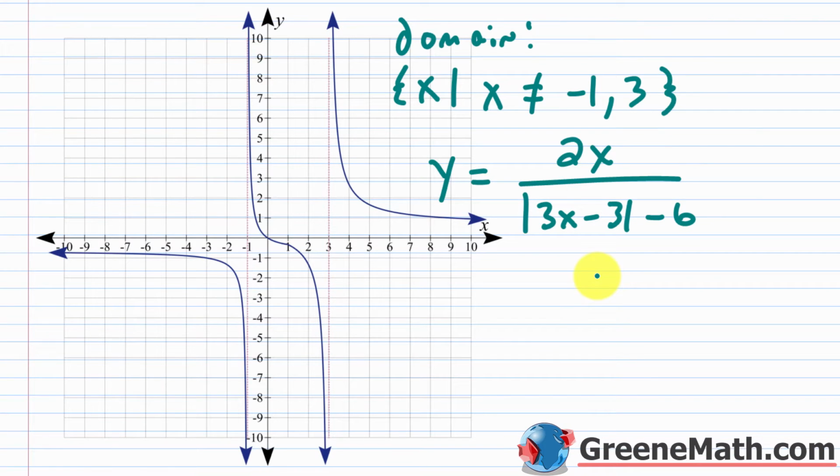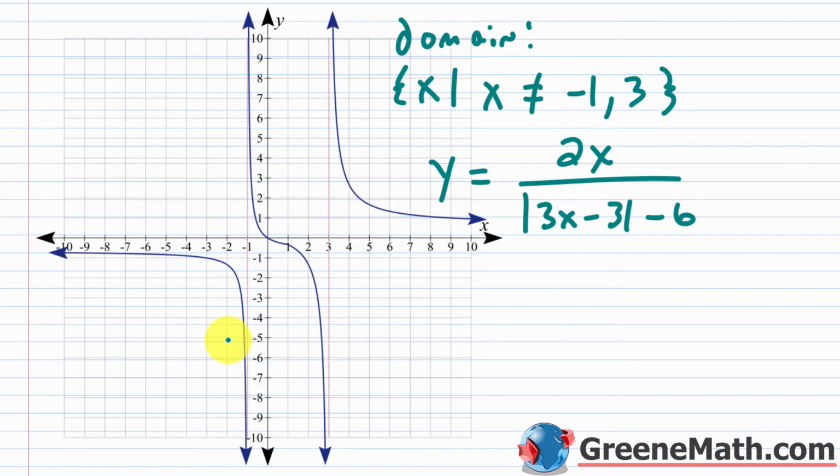To visually see what's going on here, you can always sketch the graph. I recommend this when you first start doing these problems. You can go to any online calculator and type in y equals 2x over the absolute value of 3x minus 3, and then minus 6. You're going to see that you get the same result visually that we got from setting the denominator equal to 0 and solving the resulting equation.